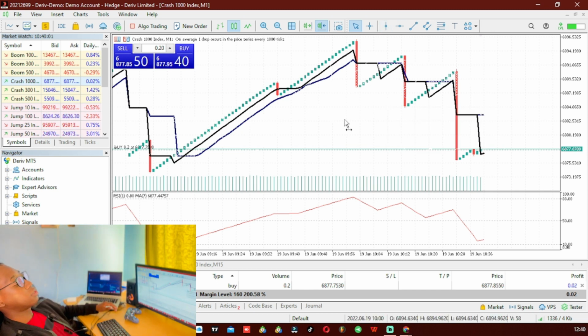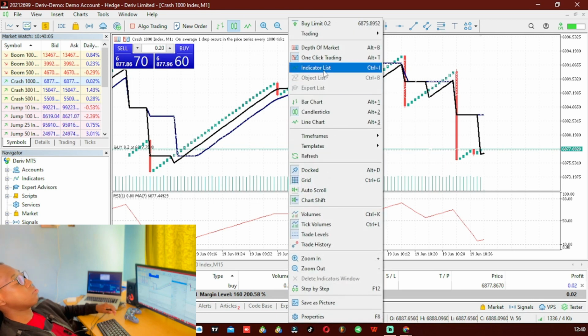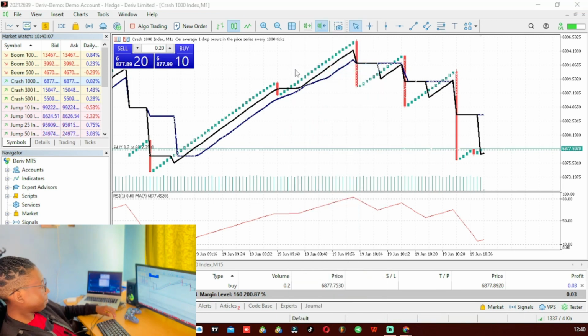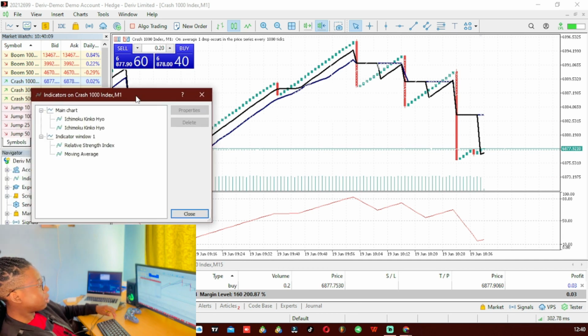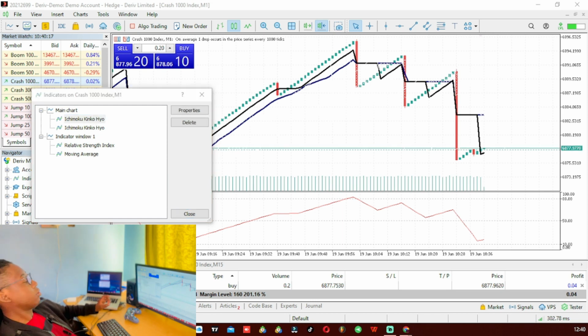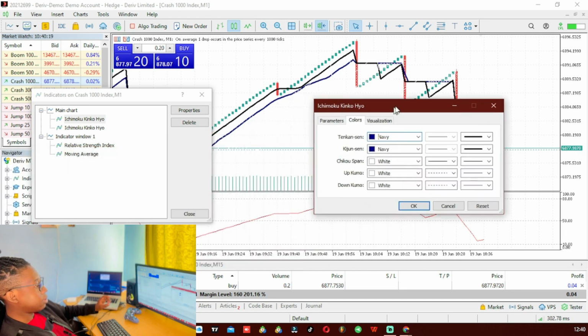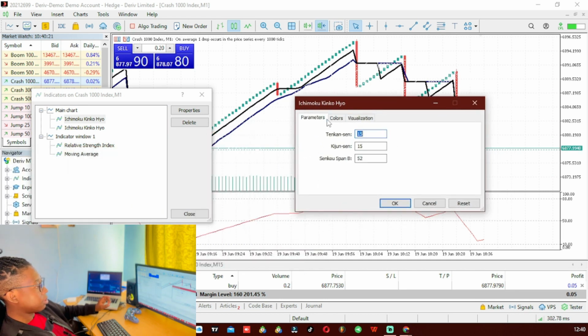So I'm going to right click and go to the indicator list, and as you can see, there are about 4 indicators. The first one is the Ichimoku Kinko Hyo, and these are the properties. Tenkan-sen 15, Kijun-sen 15, and Senkou Span B of 52.